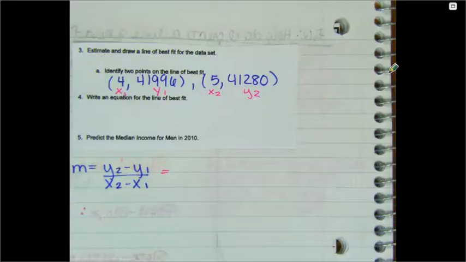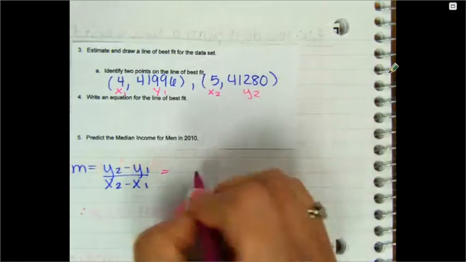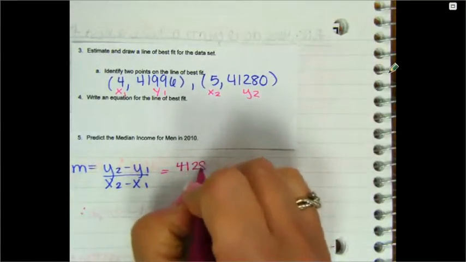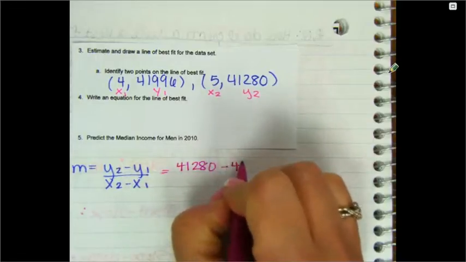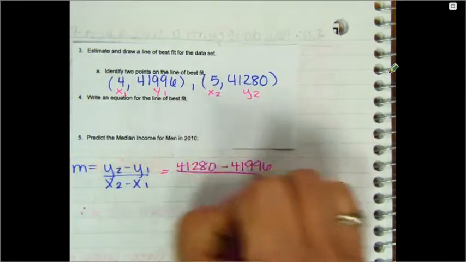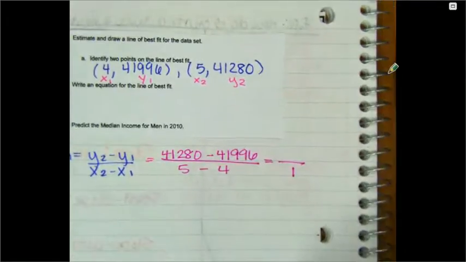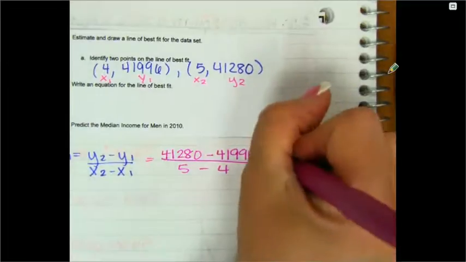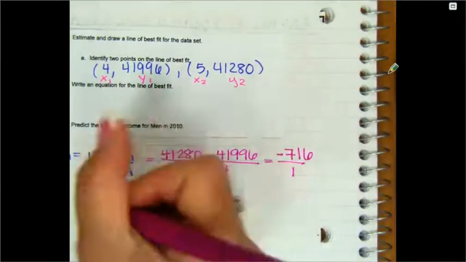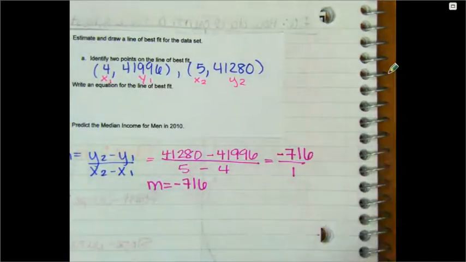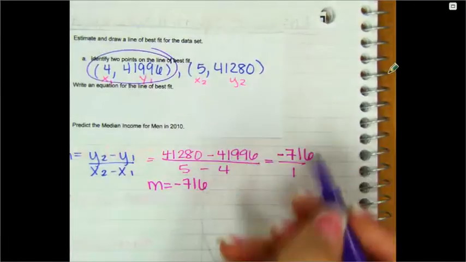Do you have a slope? Let's see. On the top, what are your numbers on the top? 41,280 minus. Very good. Over. Good. On the bottom, I know it's 1. On the top, what do I get? Negative 716? Okay, so my slope is negative 716. Yes? Okay. Now I have a point and I have a slope. Which point do you want to use? The first one? Okay. So there's my point, there's my slope.